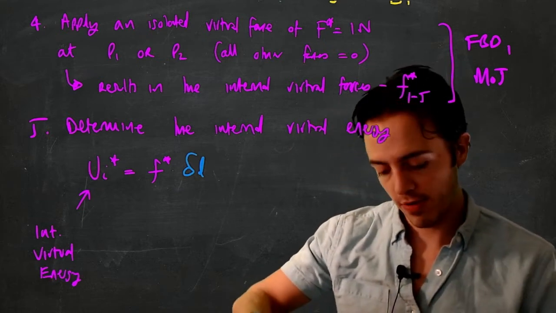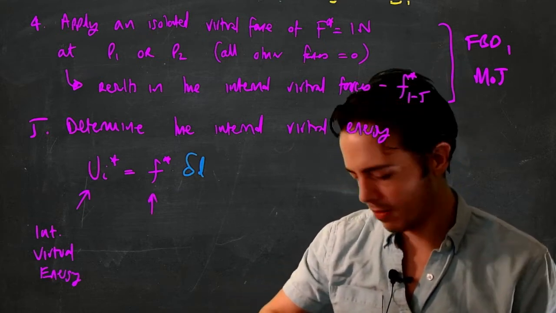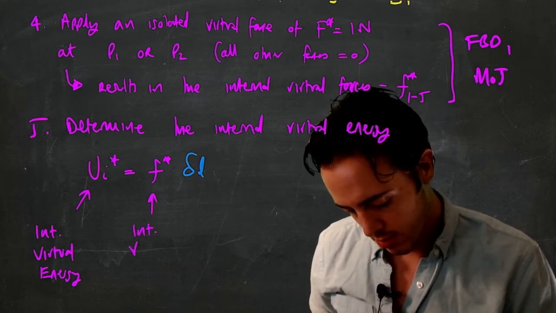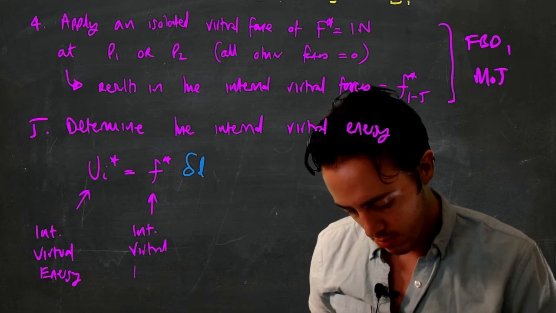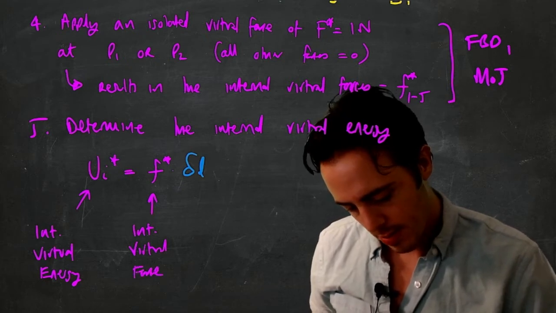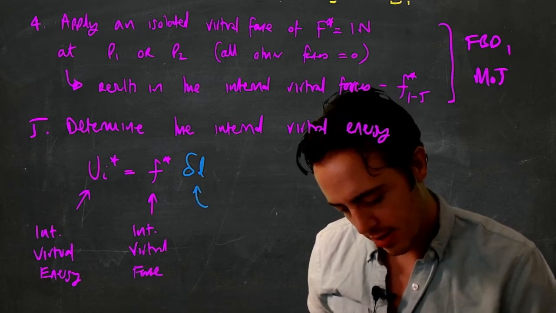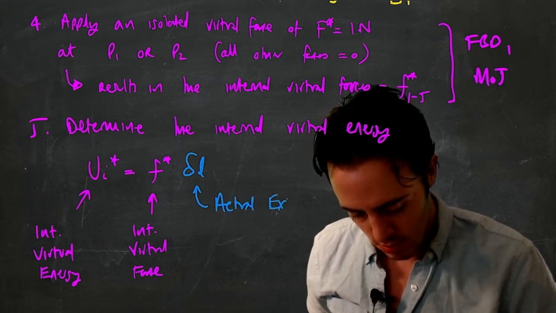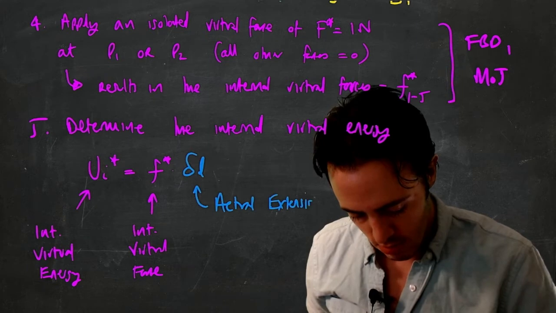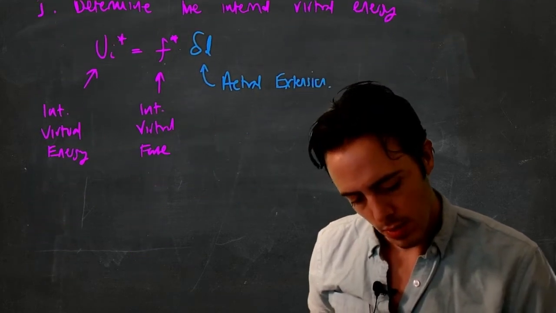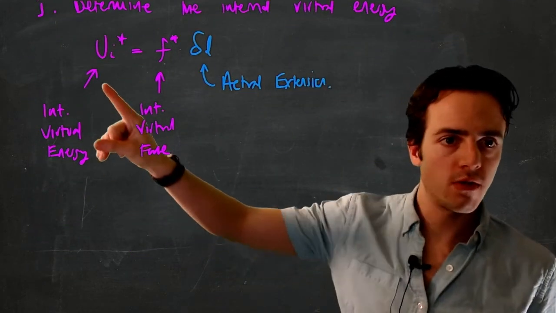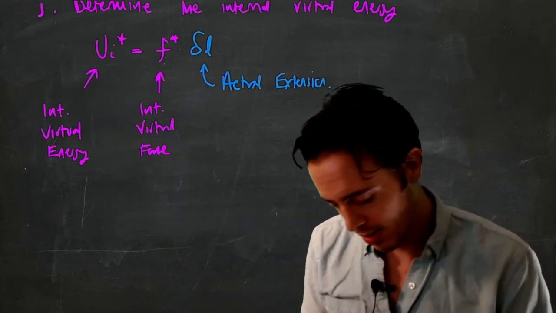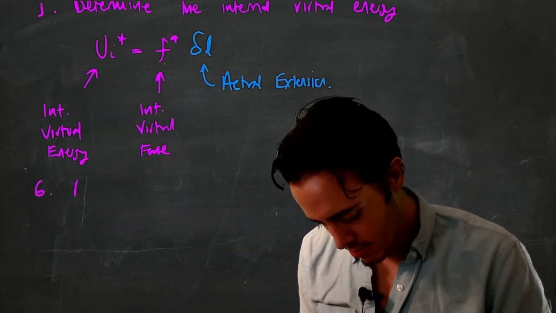This would be in a given member. So the internal virtual energy is equal to the internal virtual force multiplied by the actual extension. We're then going to add all of these U_i up. So for 5 members, we're going to have 5 of these, add them all up, and that gives us the total internal virtual energy.